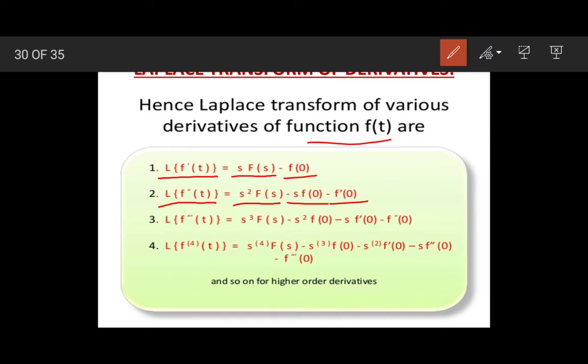minus f dash 0. Okay, if it is f triple dash t, meaning the third order derivative, then the Laplace transform will be s cube F of s minus s square f of 0 minus s f dash 0 minus f double dash 0, and so on. Okay, but mainly in our examples we are going to use the first order derivative and the second order derivative Laplace transforms. So let's start.